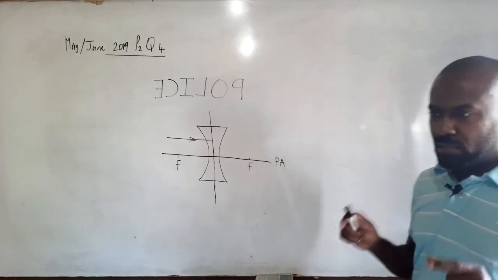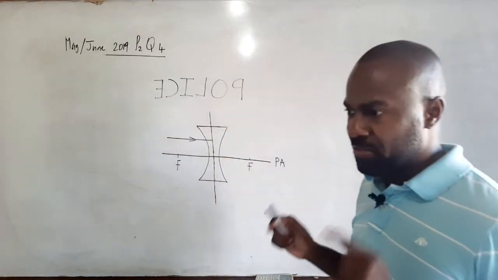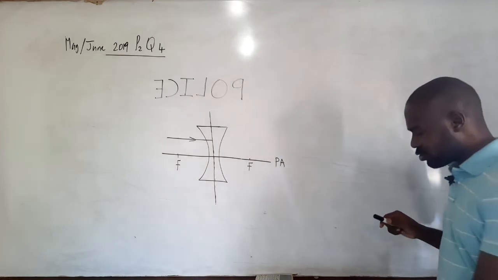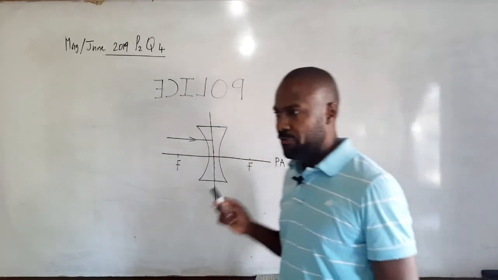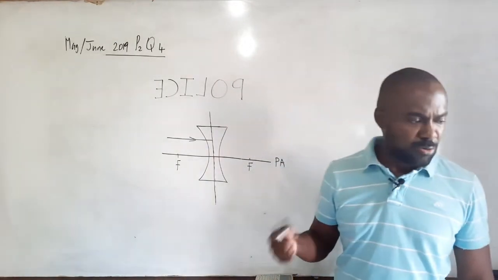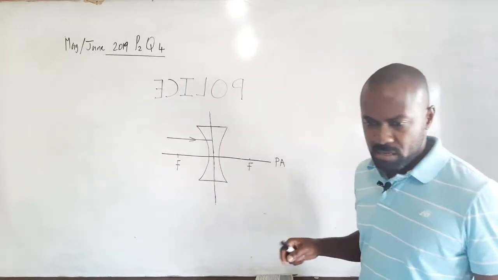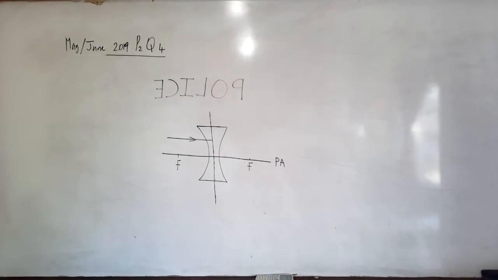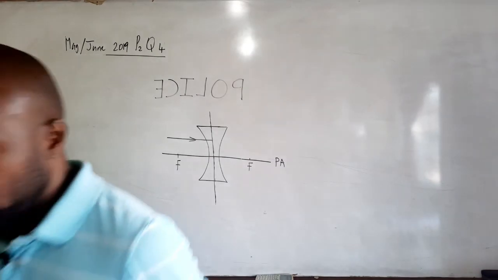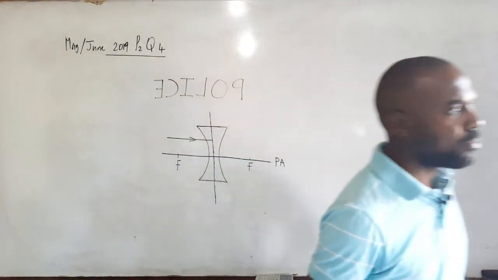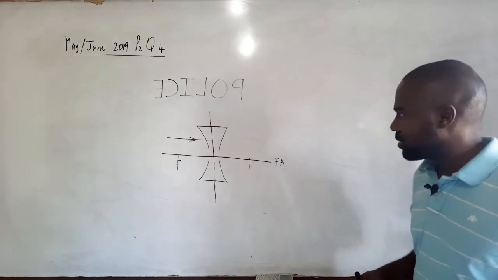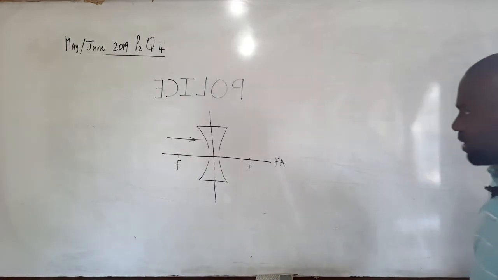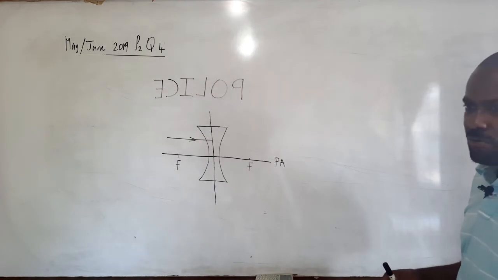It says complete the ray diagram to show the path of the emergent ray after passing through the lens. Now, what do lenses do? Lenses refract, whereas mirrors reflect. Refraction is the bending of light, which occurs when light passes across a boundary between two media. So basically, this lens will refract the light.